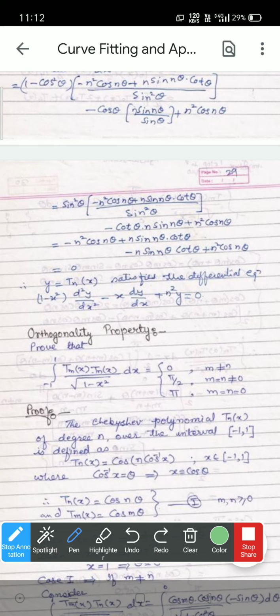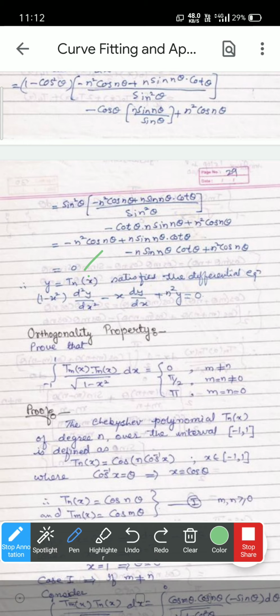Here this sin square theta cancels. We get minus n square cos of n theta plus n sin of n theta into cot of theta, minus this, minus n sin of n theta into cot of theta plus n square cos of n theta. So this term cancels. And this minus n square cos of n theta plus n square cos of n theta is also cancelled. We get the answer as 0.